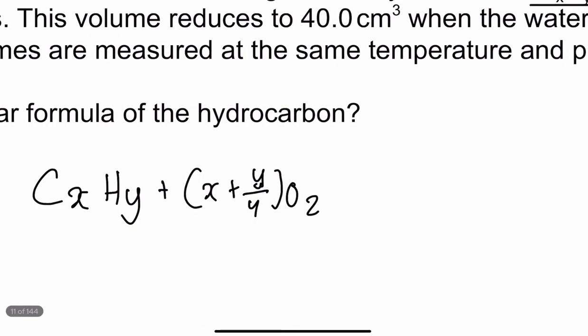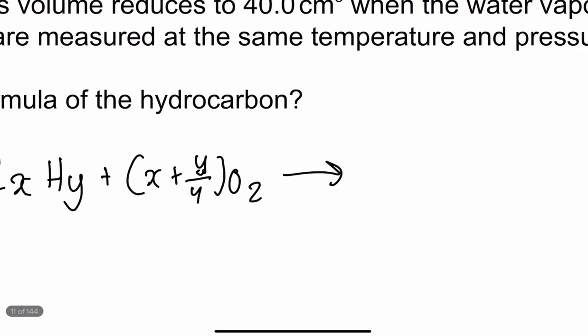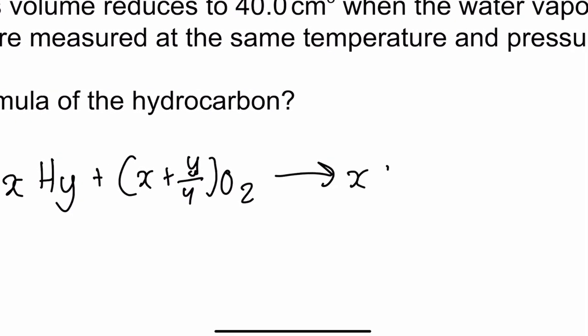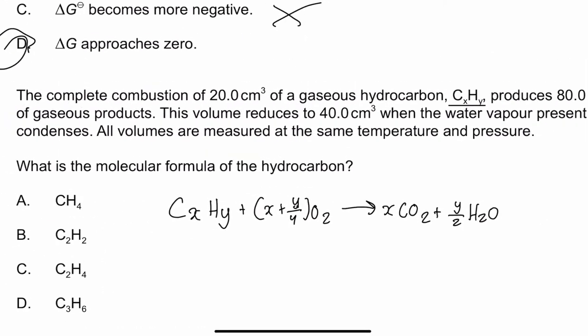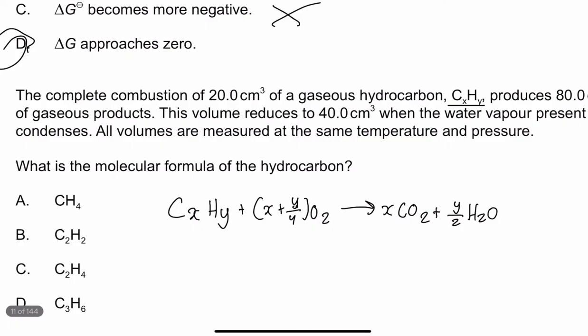And this works for any combustion reaction. This is the formula for how you can instantly balance the coefficients. That forms x CO2, plus y/2 H2O. Okay, there we go. Now, from this, we can look at our volumes.